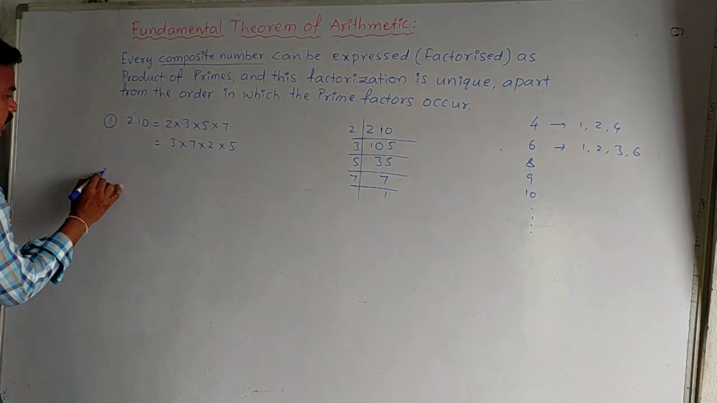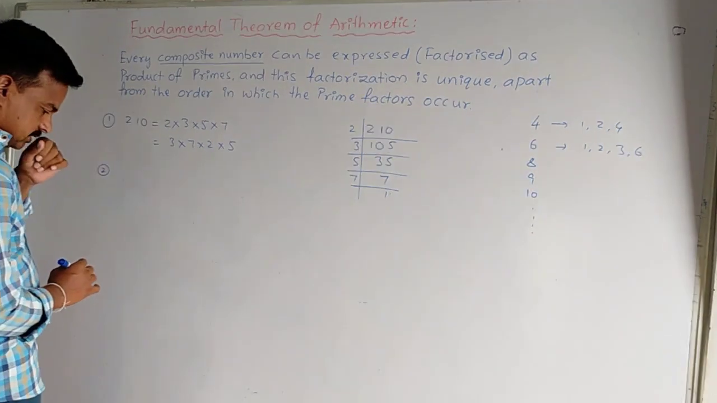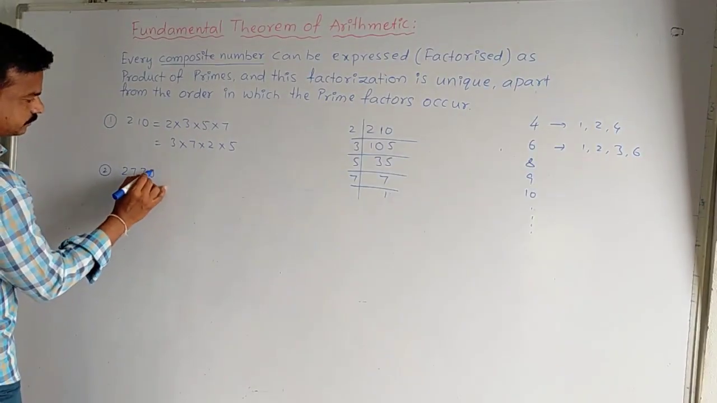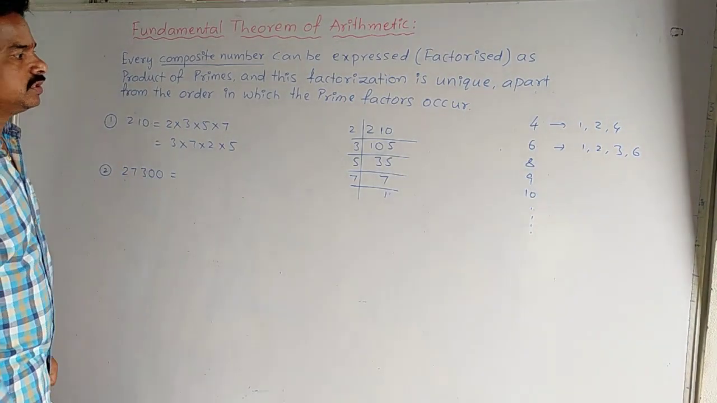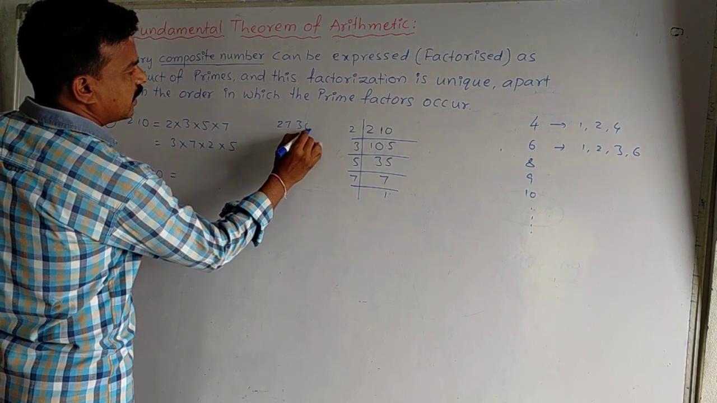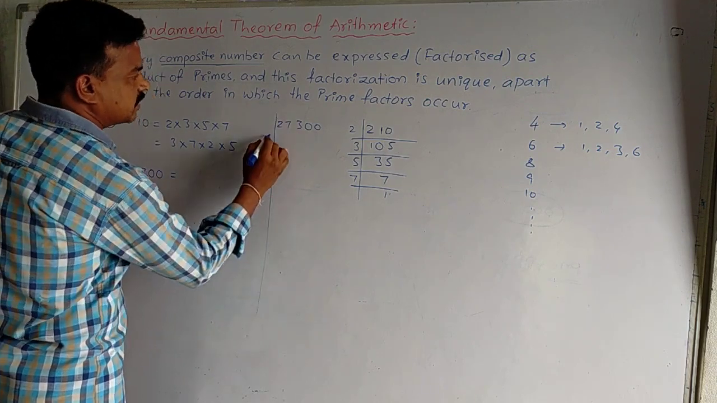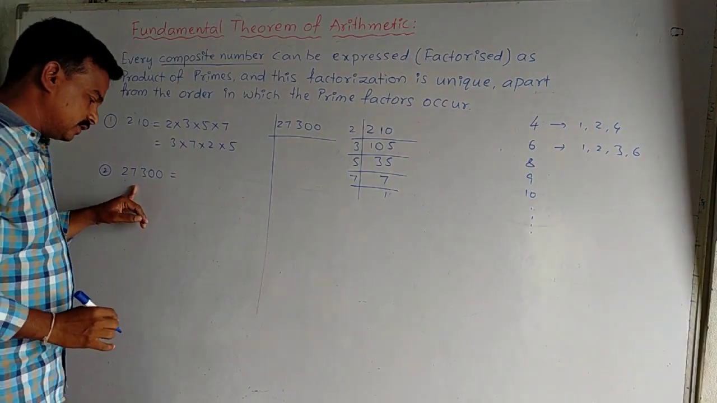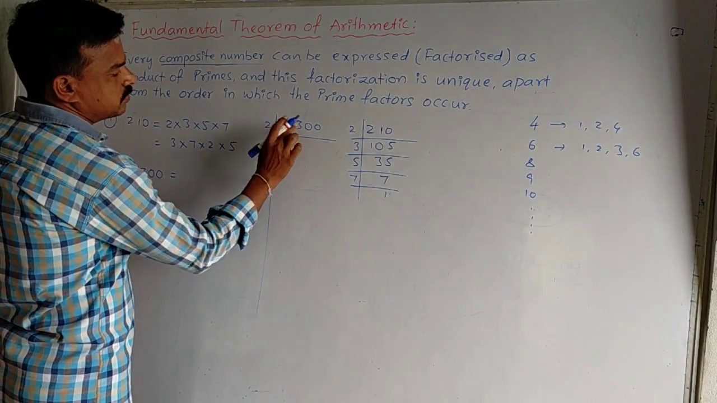And one more example we have to take, that is 27,300. We have to take 27,300 by the synthetic division method. We have to find the prime factorization. How can we find it? First, it is divisible by 2 table.